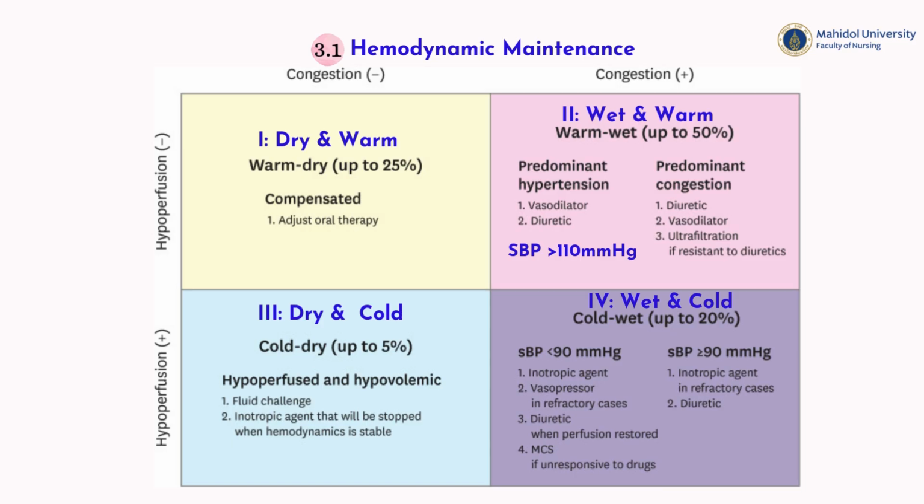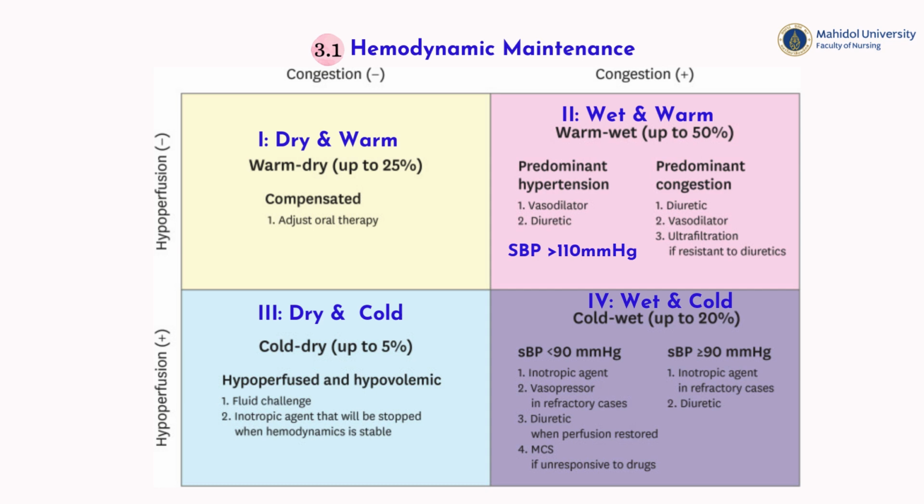If BP is good, vasodilators and diuretics will be given. However, if there is excessive fluid, diuretics must be given immediately. In some cases, temporary dialysis may be required to remove fluid, along with vasodilators. 3. Dry and cold, found only in 5%. Therapy will be given fluid or inotropic agents such as dopamine and dobutamine, which will be stopped immediately if perfusion improves. Finally, 4. Wet and cold, found in 20%.